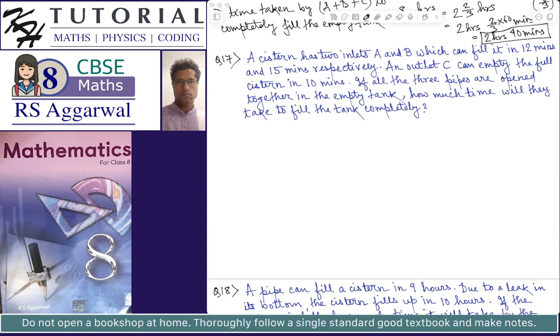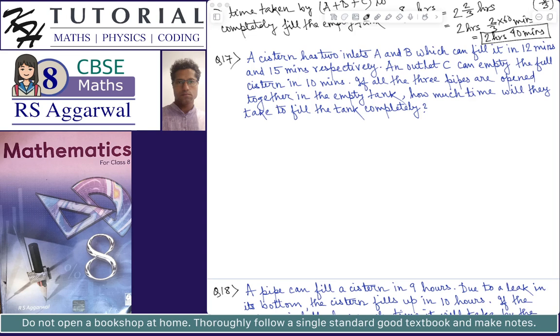A cistern has two inlets A and B, which can fill it in 12 minutes and 15 minutes respectively. So this time the unit of time is minutes. So it is telling that A and B are both inlets, and a cistern and tank are the same. Inlet A alone can fill the tank or cistern in 12 minutes, and the inlet B alone can fill the tank or cistern in 15 minutes.